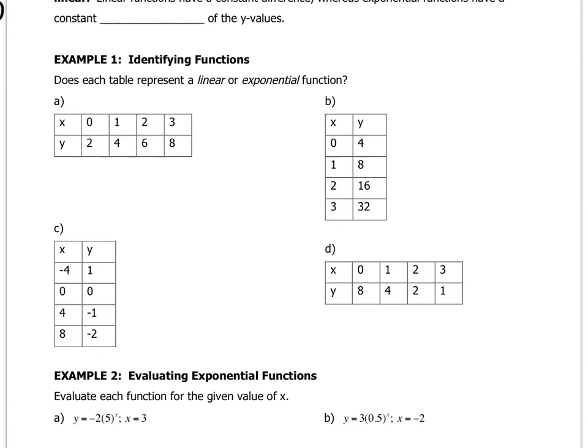We have to determine if something is linear, meaning constant difference, or exponential, constant ratio. As you go through your table, you see that the relationship between the y's is +2. Since it's a constant difference, letter A is linear. Letter B, on the other hand, is not +4 every time or +8 every time. It's actually multiplied by 2. Since it's not addition or subtraction, since it's multiplication, this is what exponential would look like.